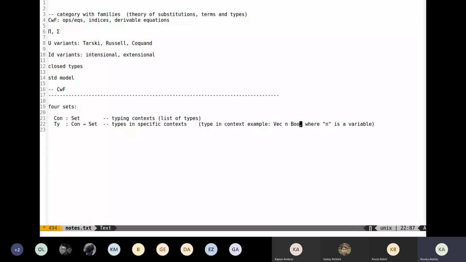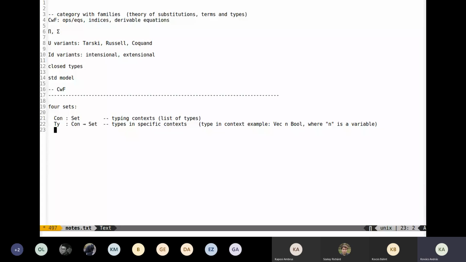Maybe let's write Bool here because it's perhaps a bit less confusing, because here we have this n, which is a natural number, but it only indicates the length of the vector, and this Bool should be the type of the elements of the vector. And this is an example of a type which depends on a number. So this is a dependent type, and it can depend on a variable.